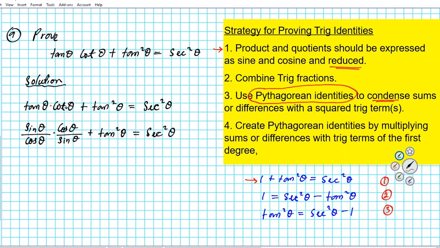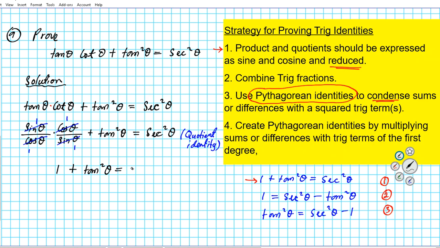Another way you could have done this is to implement the reciprocal identity to rewrite cotangent as 1 over tan theta, and then you can also divide in that way. So whichever way you like. What we just used here is the quotient identity. Now it enables us to identify common factors, which we will divide out. Cosine theta goes here 1, cosine theta goes here 1, sine theta goes here 1, and sine theta goes here 1.